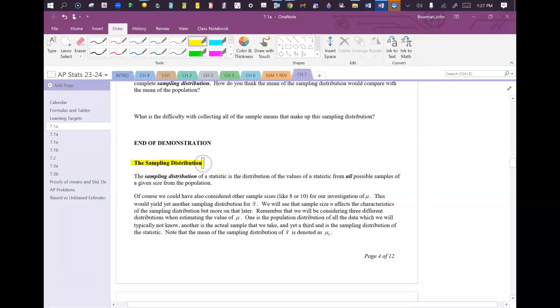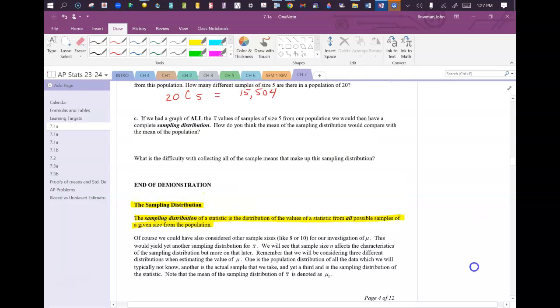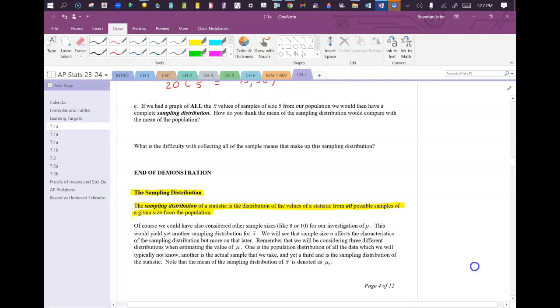It is, however, something that we need to be familiar with. So, the sampling distribution. The sampling distribution of a statistic is the distribution of the values of a statistic from all possible samples of a given size from that population. So we looked at a partial sampling distribution from all sample means from samples of size 5. If we had wanted the entire sampling distribution, we would have to take all samples of size 5, and that would give us 15,504 sample means.